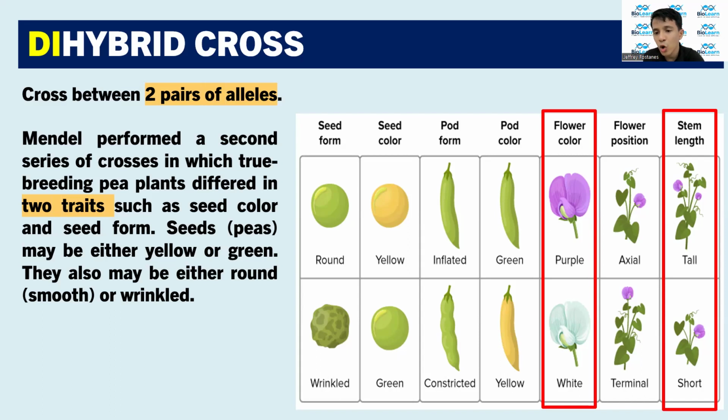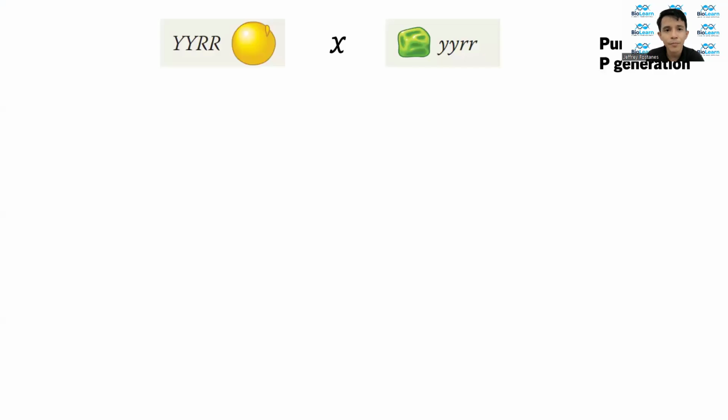Let's say a tall and a purple flowered plant. And then you will cross it with a short white flowered plant, or maybe a tall white flowered plant and a short purple flowered plant. So that's how the dihybrid cross actually works. Now, let's try to talk about the experiment made by Mendel.